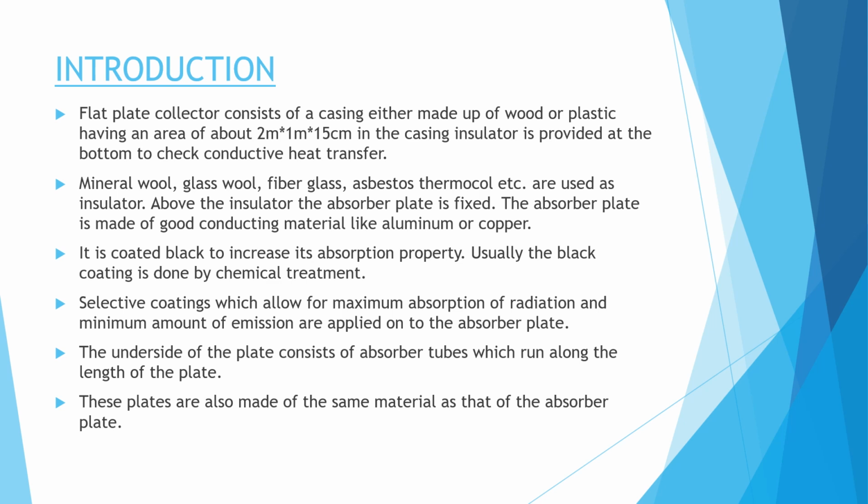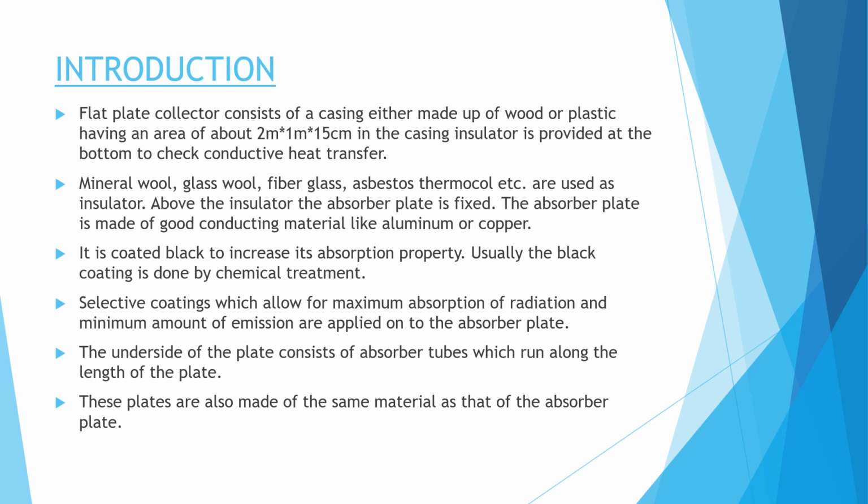Above the insulator, the absorber plate is fixed. The absorber plate is made up of a good conducting material like aluminium or copper. It is coated black to increase its absorption property. Usually the black coating is done by chemical treatment. Selective coatings which allow for maximum absorption of radiation and minimum amount of emission are applied onto the absorber plate.